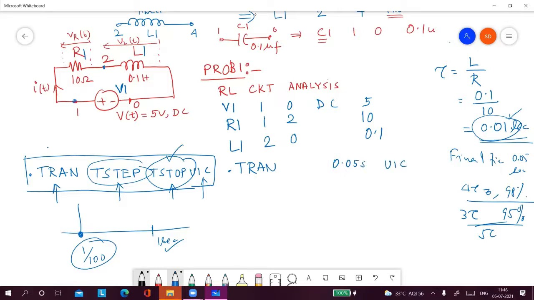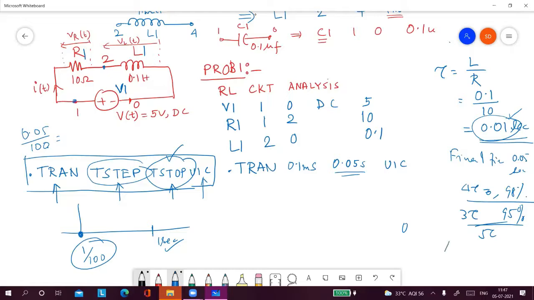And how many points do you want to take in between the final and initial point? Let us take 100 points. So 0.05 divided by 100 points, how much is that? Let us take 0.1 milliseconds as the increment. If you consider 0.1 millisecond as the time step, how many points are there in between the final and initial points?